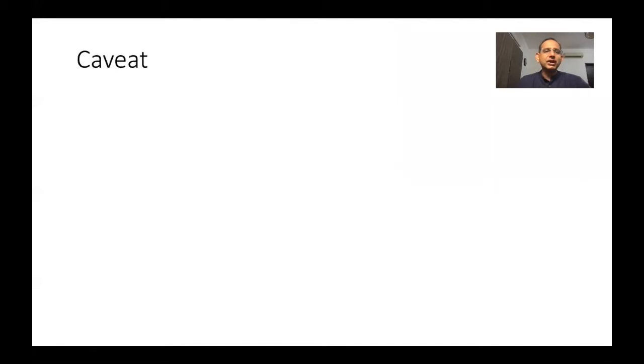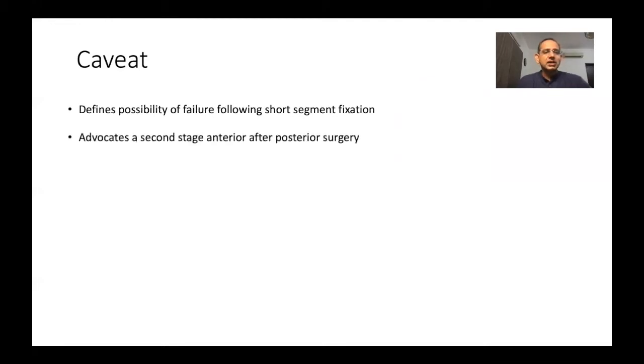However, if we look at the entire paper, there are a few caveats. This paper does define the possibility of failure following short segment fixation. However, it also advocates a second stage anterior surgery after already having conducted a posterior surgery.